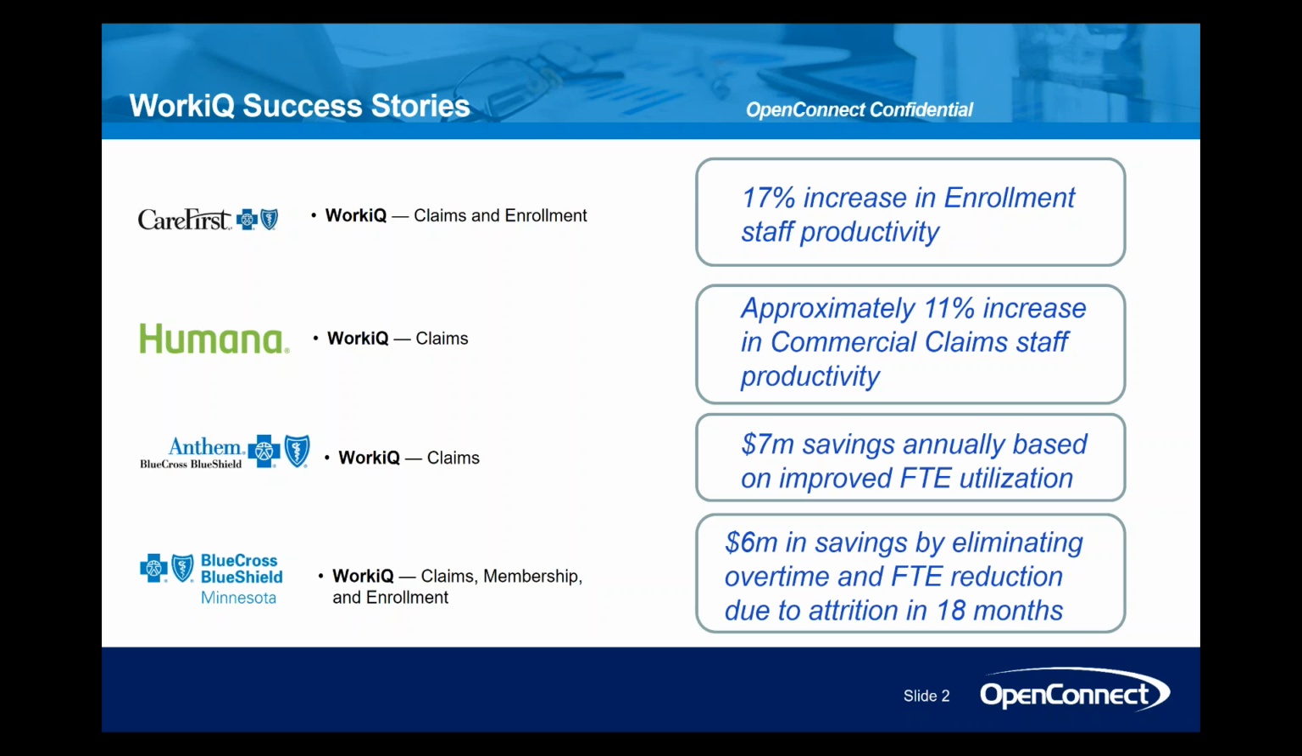And then the last one, I want to mention Blue Cross Blue Shield of Minnesota. They were actually the pioneer with WorkiQ. They were the first customer to sign on with WorkiQ, and within the first 18 months of implementing that product, they went after how to handle their attrition problem, because the population of their workers were aging and retiring. So they were looking for a solution to help increase productivity that would allow them not to have to hire after attrition, but also eliminate overtime. And they saw in the first 18 months about $6 million in savings, primarily going after that overtime number. And then as FTEs attrited through the business, they didn't have to replace them because the current staff was more productive.